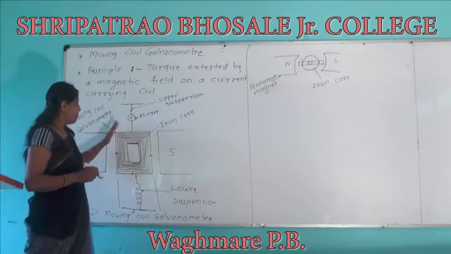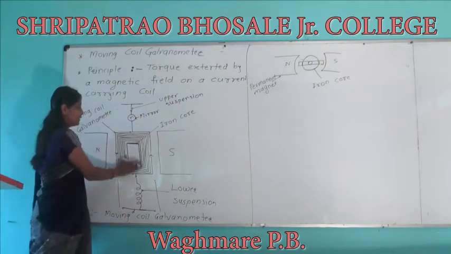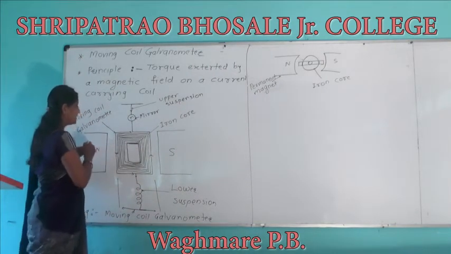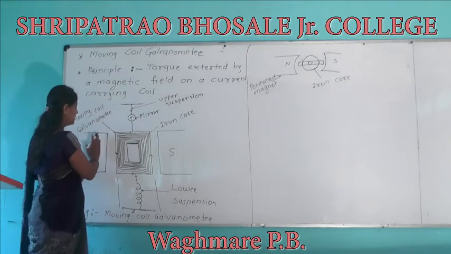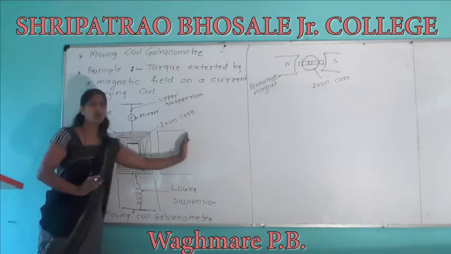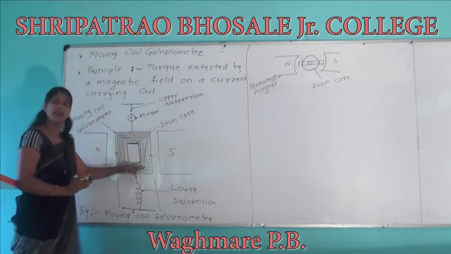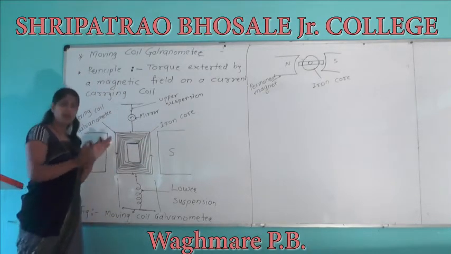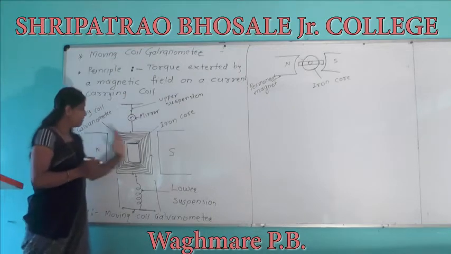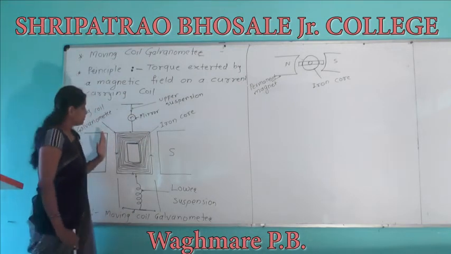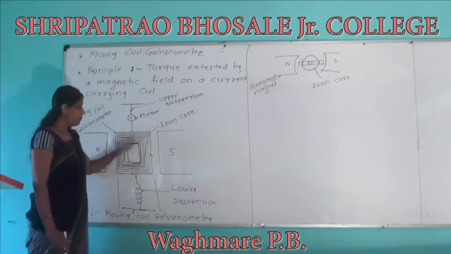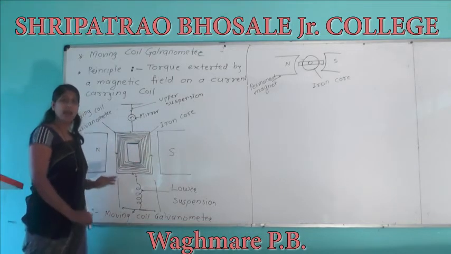Now, this is the plane of the coil, and the direction of the magnetic field is from the N pole to the S pole. This is the direction of the magnetic field, and this is the plane of the coil. The plane of the coil and the magnetic field are parallel.